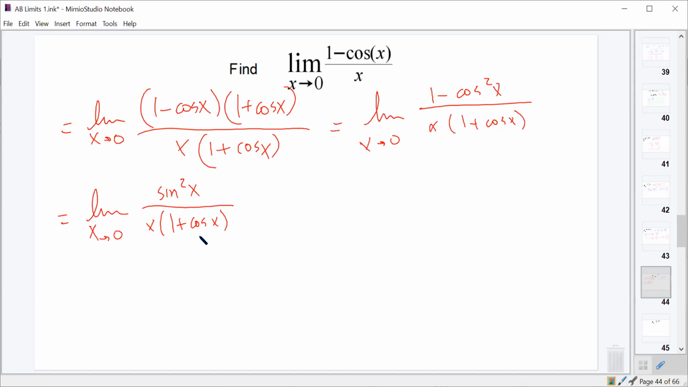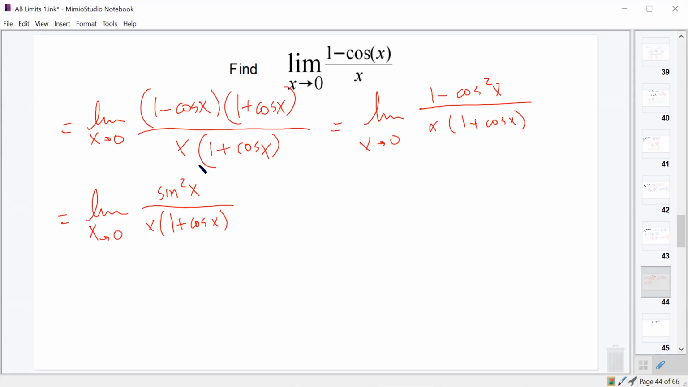And now what? What has that done for us? How has that helped us? Any thoughts on what to do now? What's a limit that sort of appears within here that we know? Sine of x over x. Sine of x over x, right?